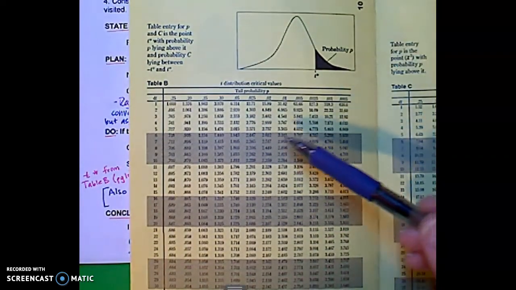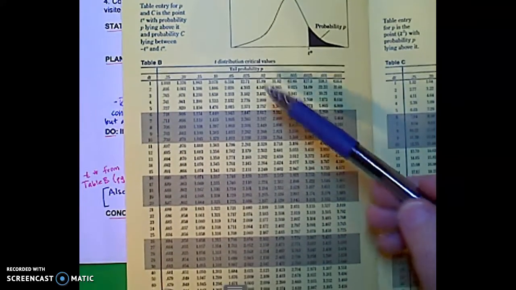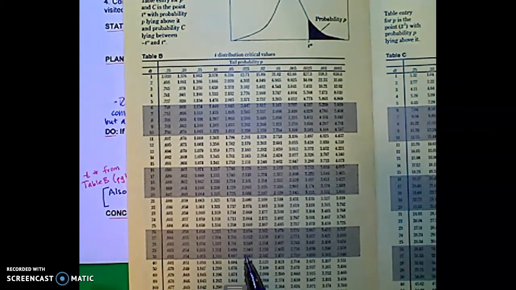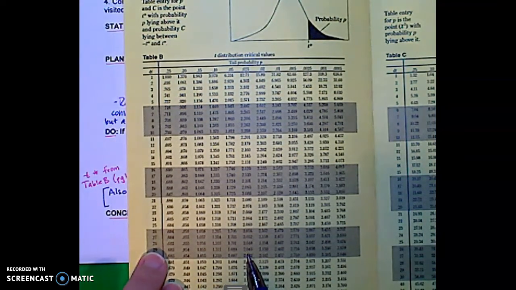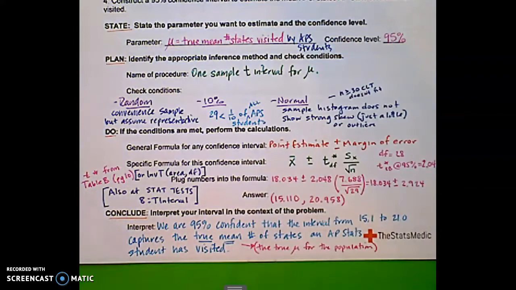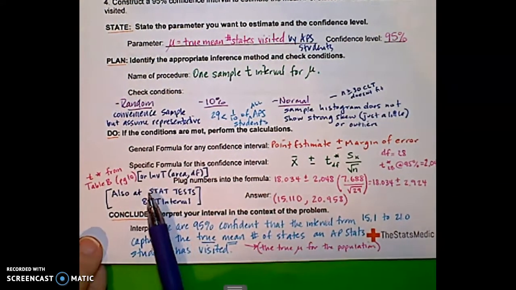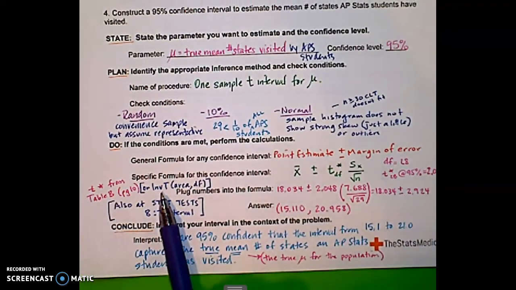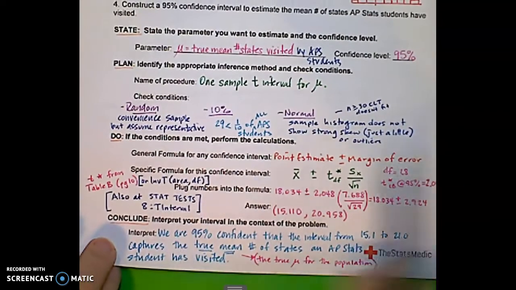So 95% confidence has 0.025 in each tail. You can also use the very bottom row to find 95% confidence. I'm going to go up to degrees of freedom of 28, and I get 2.048. The other way you could get t star, or t critical value, is from inverse t, which I talked about yesterday.